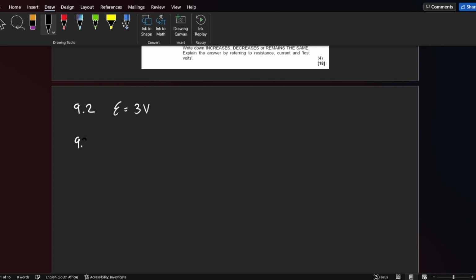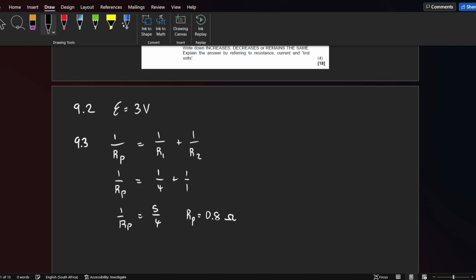So 9.3, we first need to write our formula for the effective resistance of a parallel branch, and that is in this case 1 over R1 plus 1 over R2. So we get 1 over Rp to be 1 over 4 plus 1 over 1. So we get 1 over Rp to be 5 over 4. So when inverting it to get the effective resistance of the parallel combination, we get that to be 0.8 ohms.